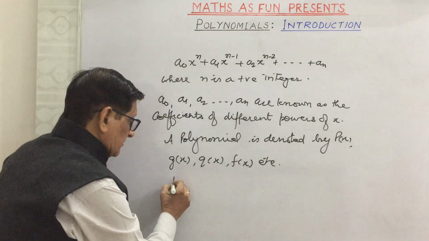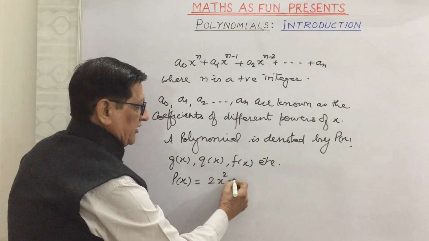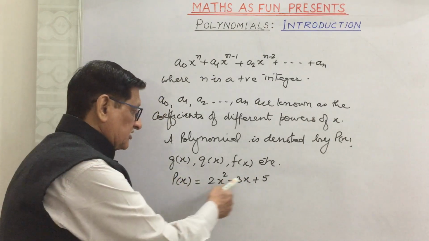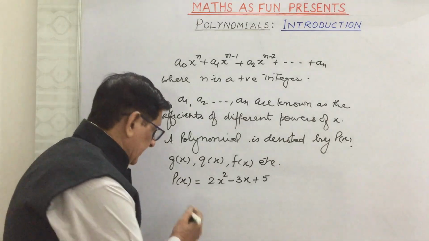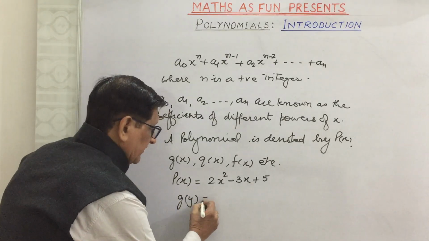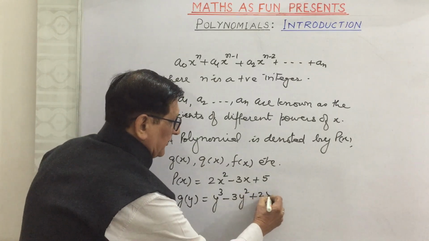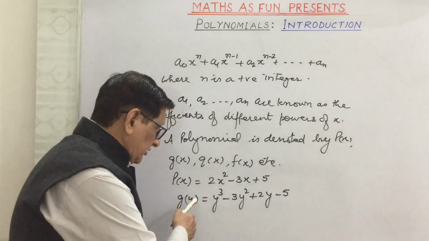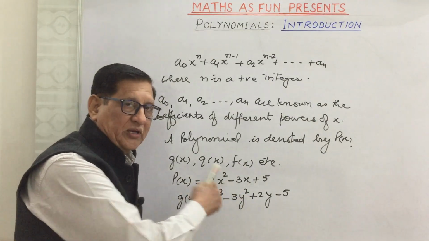So if we write p(x) is equal to 2x square minus 3x plus 5, this is a polynomial and the variable is x. If we write g(y) equal to y cube minus 3y square plus 2y minus 5, it is a polynomial and the variable here is y.